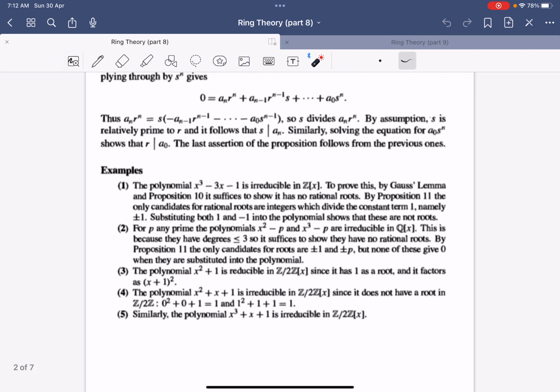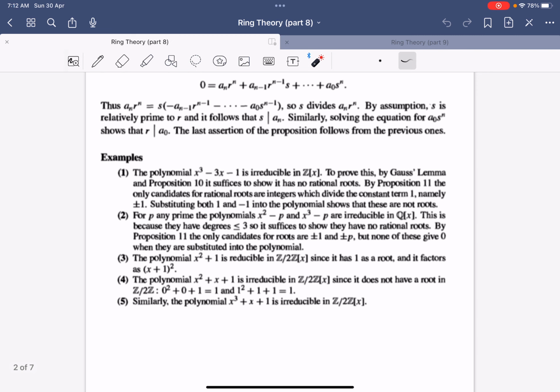And lastly, the polynomial x squared plus 1 is reducible in this quotient ring since it has 1 as a root and it factors as (x plus 1) squared. So you can just check, because when you substitute 1 in, it's just 2, and 2 is 0 in this ring, so you can just factor it out. Next, you can check that this polynomial is irreducible in this quotient ring since it doesn't have a root when you substitute in 0 or 1.